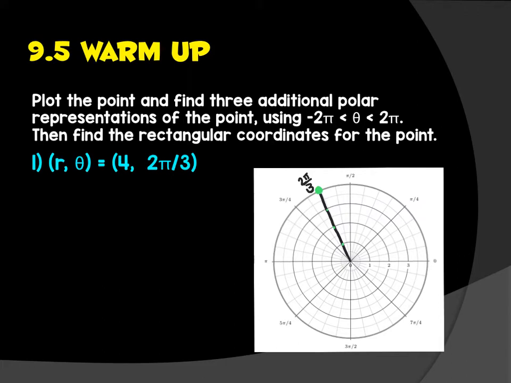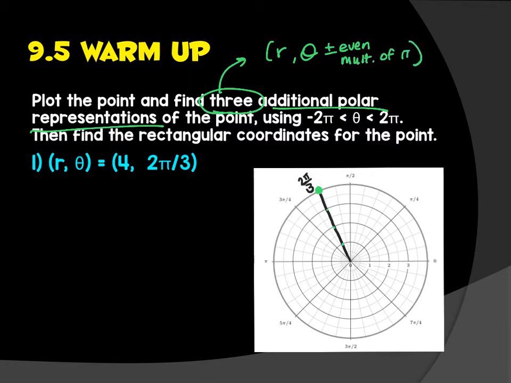All right, so now that's my plotting of the point. The second thing says find additional polar representations of the point, and I need 3. So remember my options here are to keep R the same, take theta and add and subtract even multiples of pi, like 2 pi, 4 pi, so on and so forth. Or change R to be negative, take theta, add and subtract odd multiples of pi.